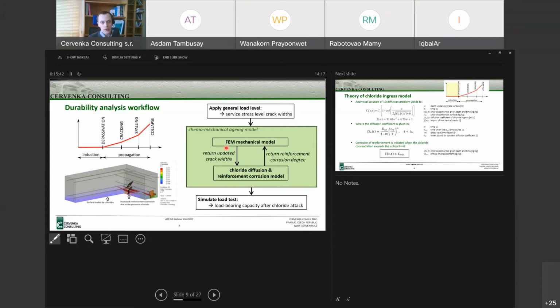And if you want to do such an analysis, usually you make a model of your structure, you apply some general loads, which induce some, let's say, stress state level cracks, which then accelerate this first induction phase, the phase when the chlorides penetrate the structure.